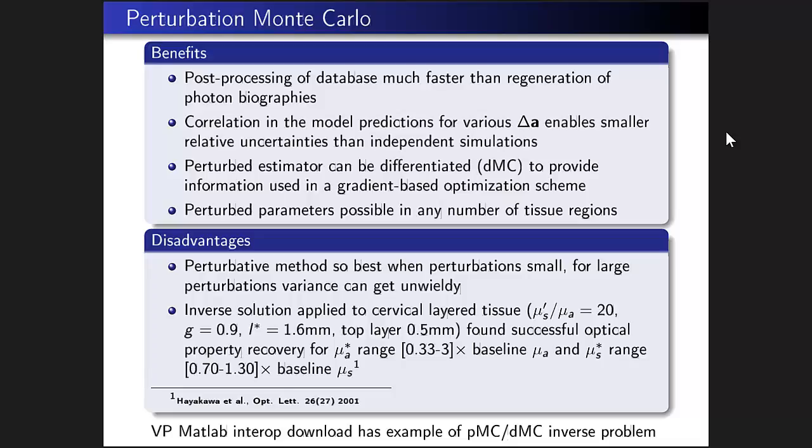Note that for standard diffusion, there is a solution for a layered tissue, but that upper layer has to be greater in thickness than L star for that solution to apply. So we're outside that range in which you could use a diffusion solution. And we found recovery of mu a in about a third to 3 times the baseline and about plus or minus 30% of mu s, just to give you a ballpark of what the realm is when I say large perturbations.